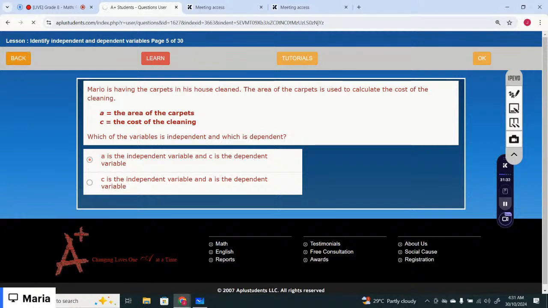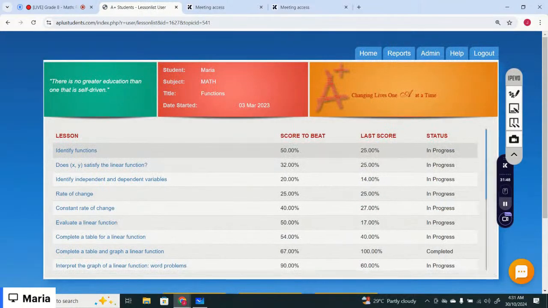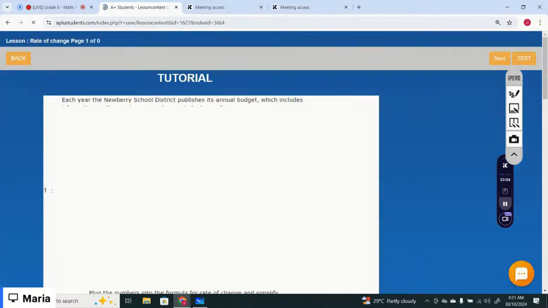Okay, you can complete the lesson by yourself later today. Let me just move on to the next lesson. The next lesson is rate of change.